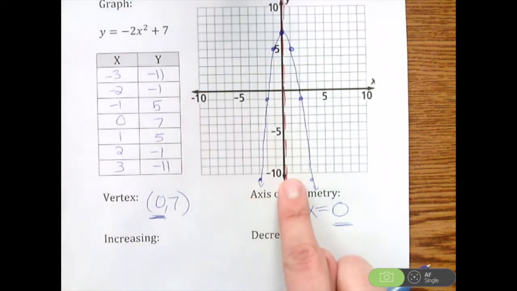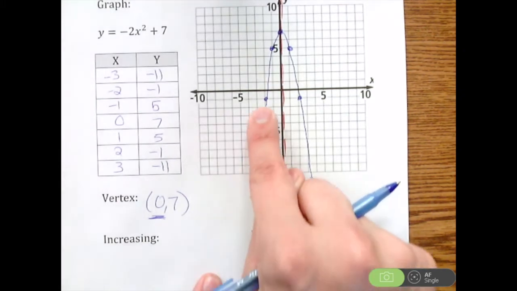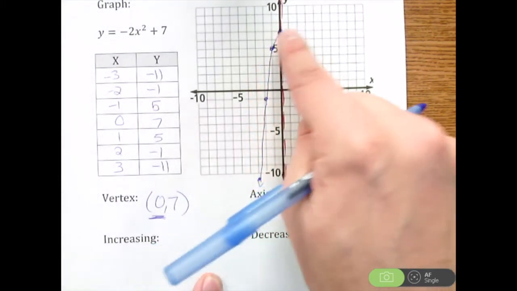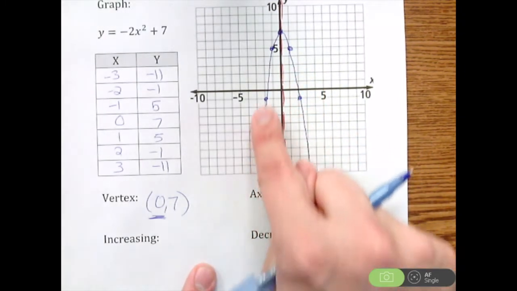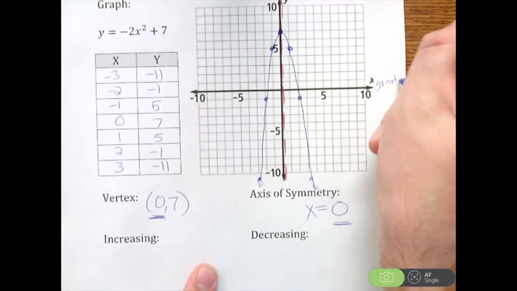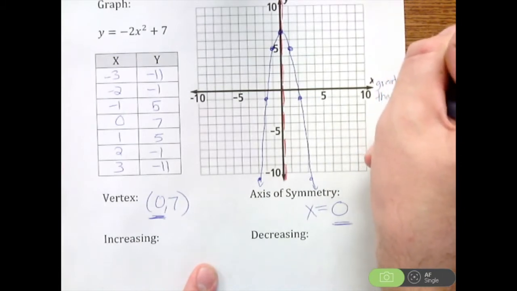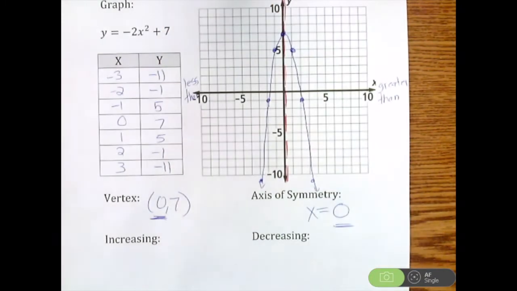You trace along the graph and move from left to right. So I'm starting on the left side here and I'm going up. So I'm increasing on the left side, and then I get to my vertex, and I come down, which is starting to decrease. So I increase and then decrease. So we're going to write an inequality that represents for what x values are we increasing and for what x values are we decreasing.